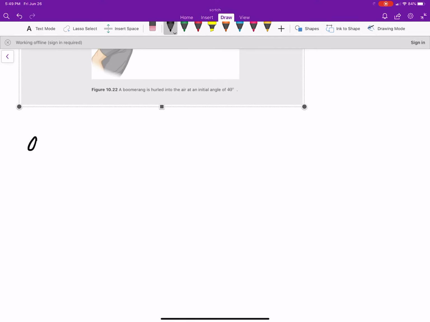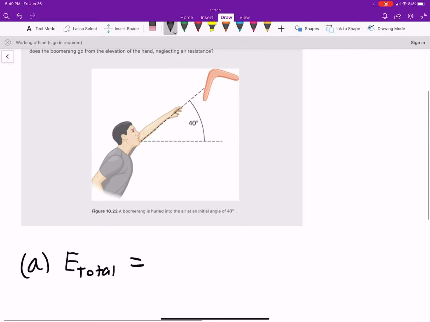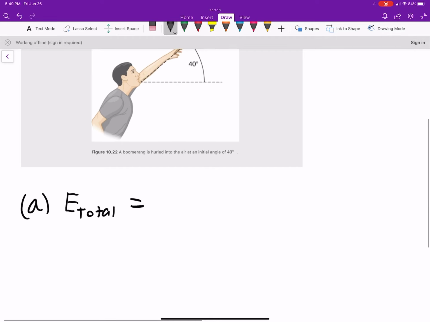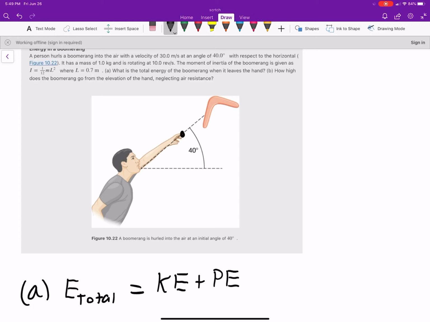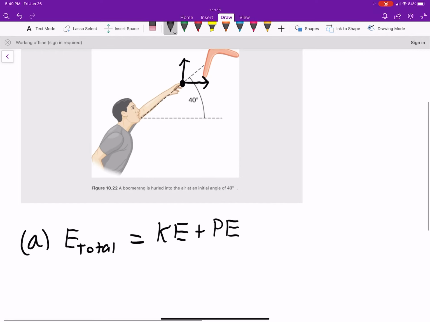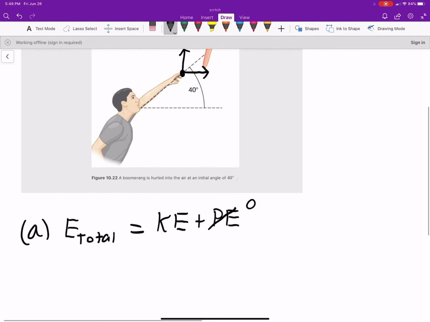So part A. They want us to find the total energy. So the total energy here, at least when he throws it, if we were to put it as generally as possible, is the kinetic energy plus the potential energy. Well, if we're letting this hand be our origin, there's no potential energy. There's just kinetic energy.